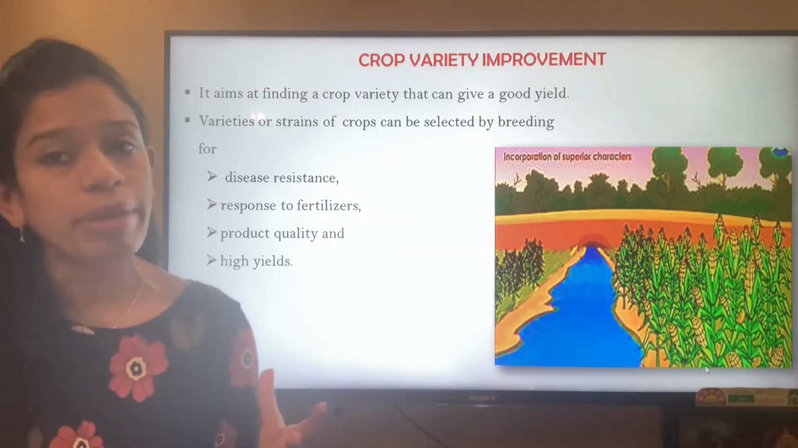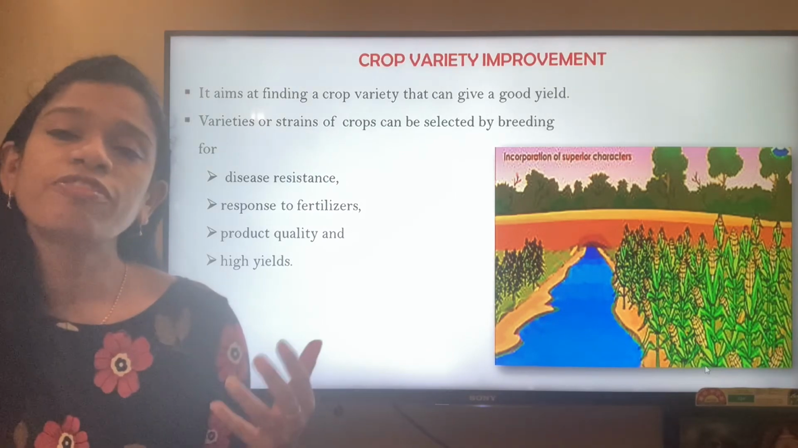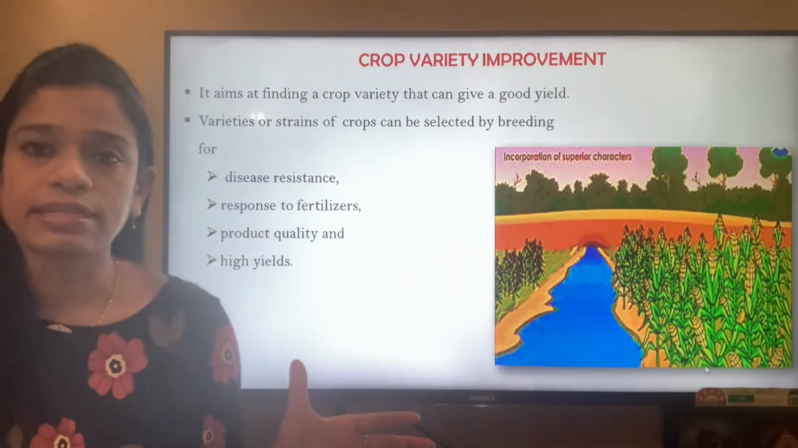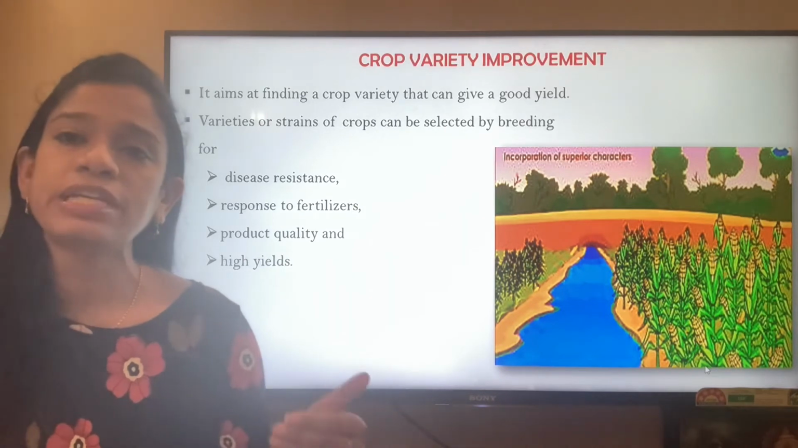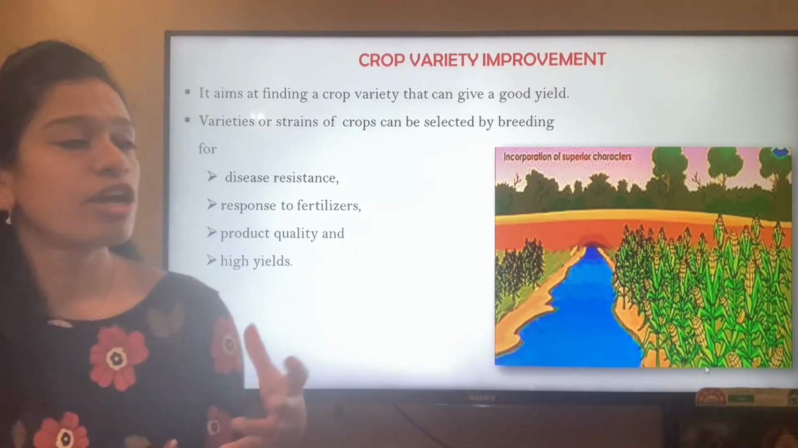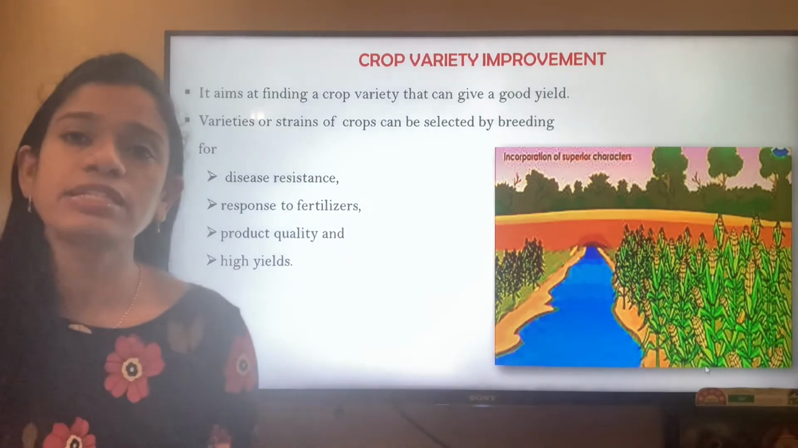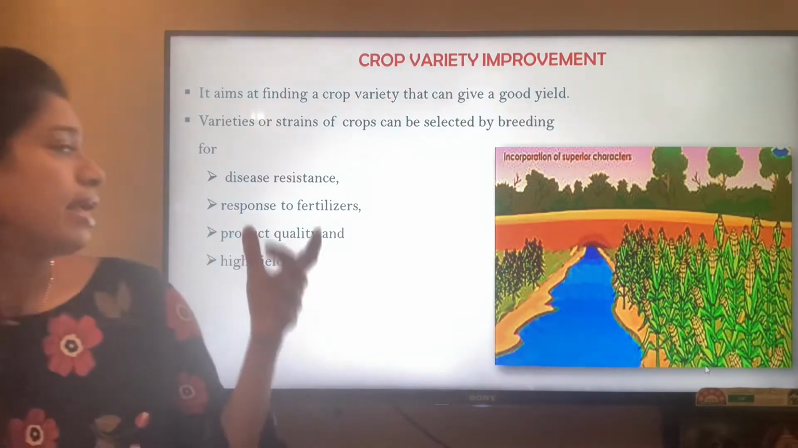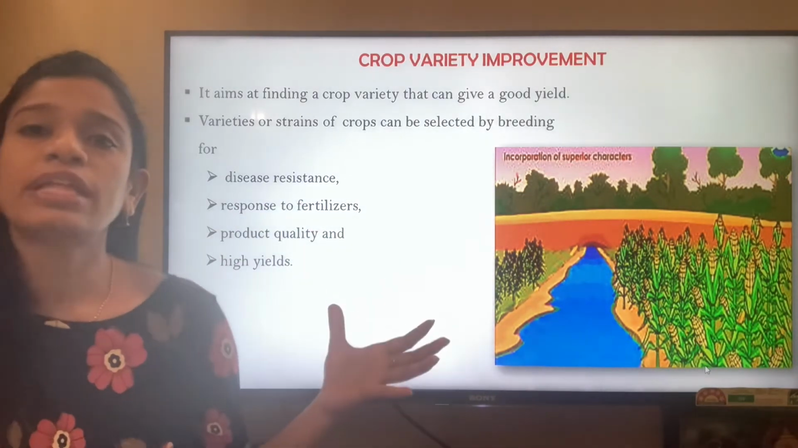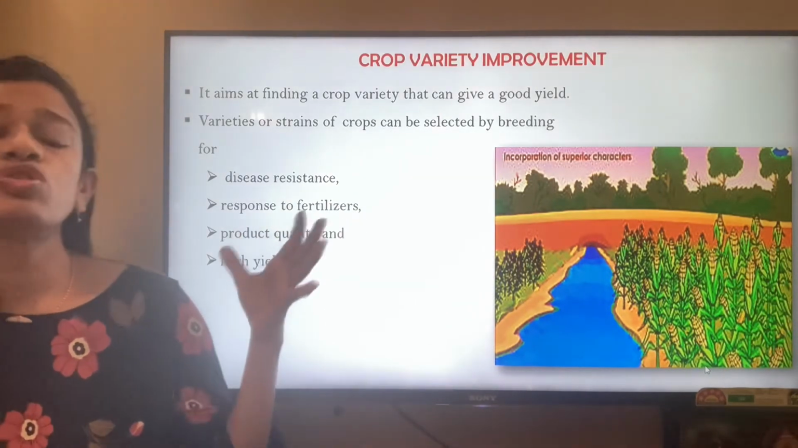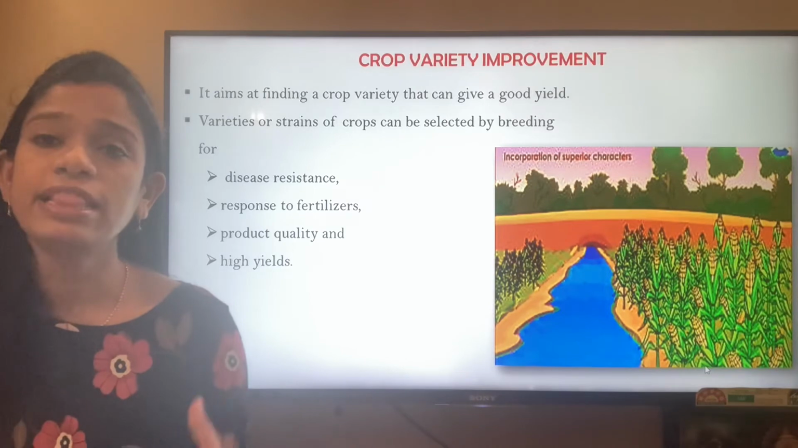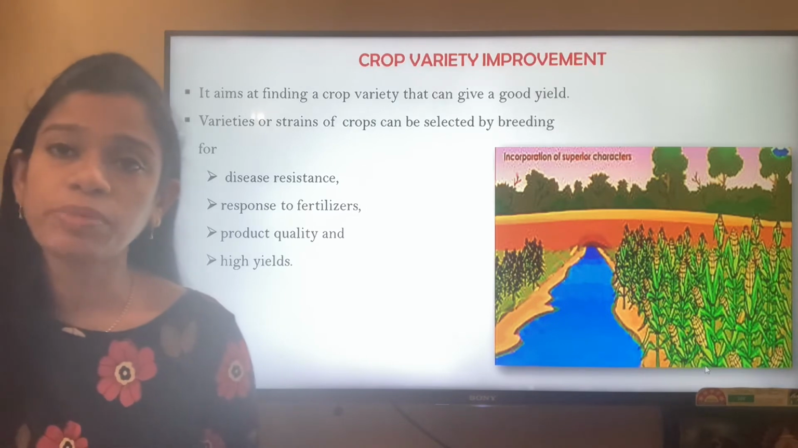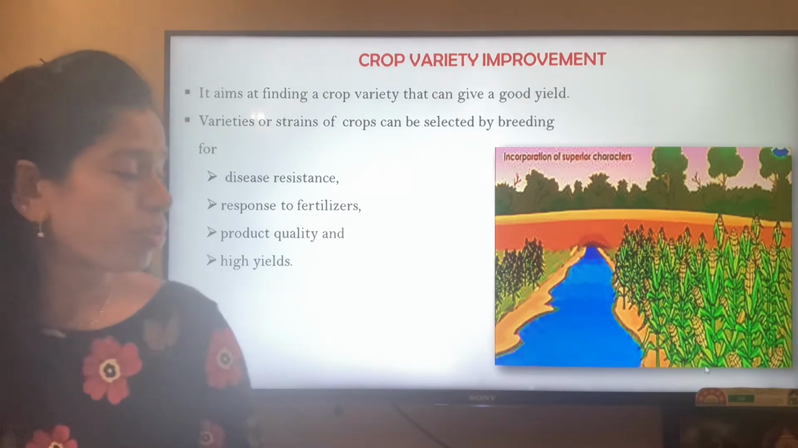Now, when we talk about the methods of breeding, they follow different methods, and this is done first for disease resistance, that is, in order to reduce the incidence of the disease and the pests, so that the crop stays healthy. Next, response to fertilizers. The crop should grow beautifully when it gets the fertilizers or manures which are supplied to it for proper growth and also a proper yield.